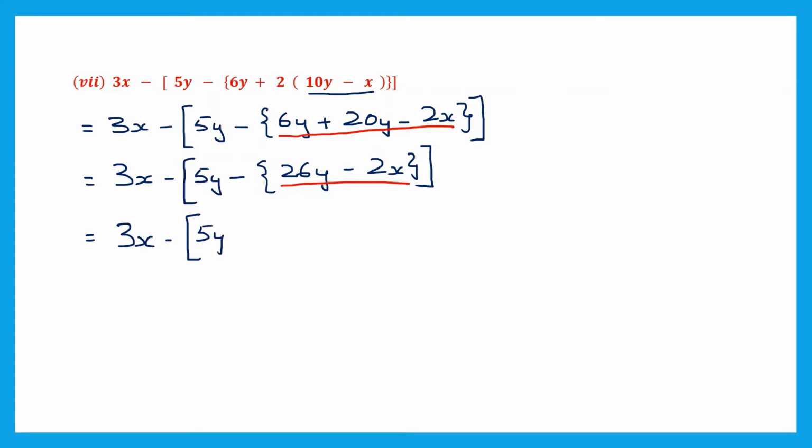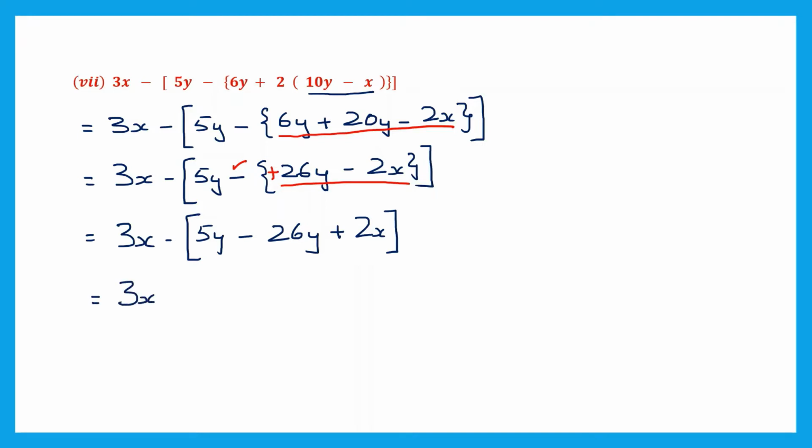Now I'm going to open my curly brackets. See the sign before that, it's minus. So all signs inside will change. This is plus. So plus 26y becomes minus 26y. Minus 2x becomes plus 2x. Then close brackets. Continue. Now I need to open my square brackets.